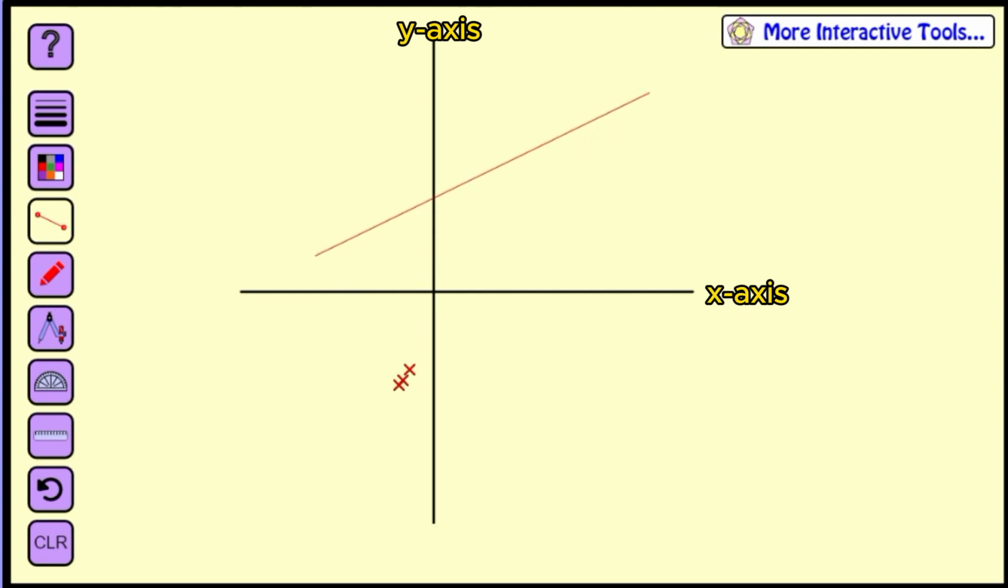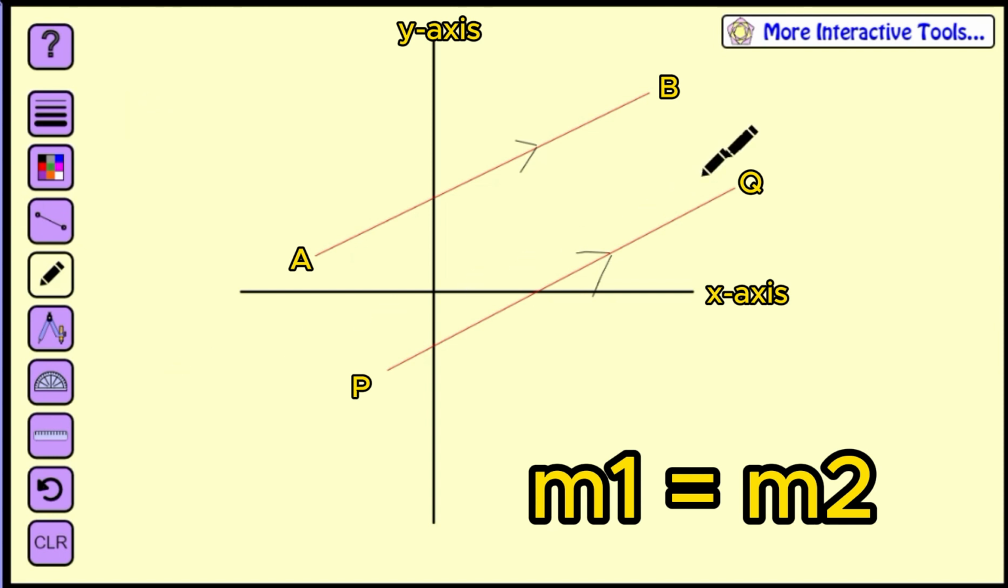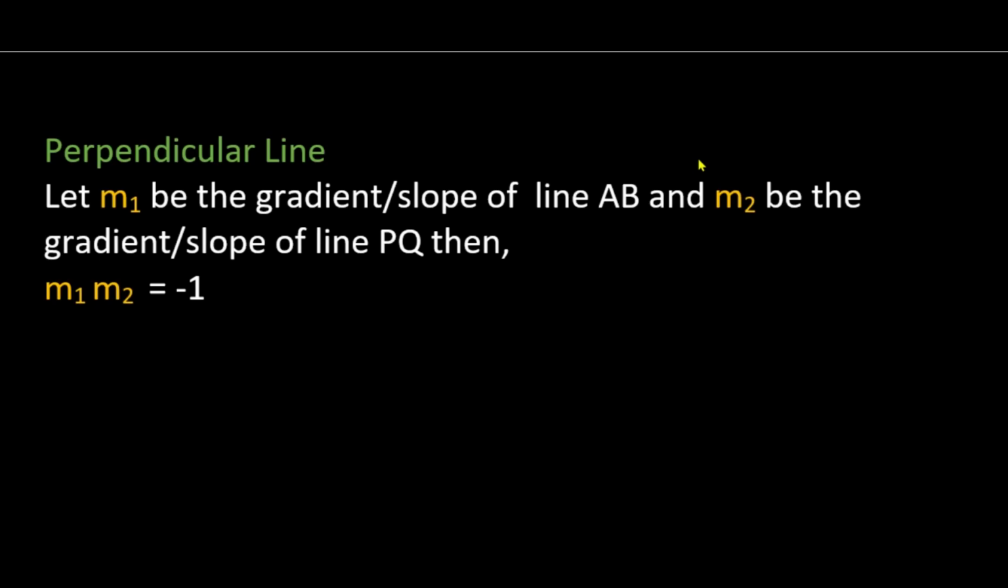Suppose we have the Cartesian plane like this. We have the line AB. You have the line PQ as well. The two lines are parallel. So the gradients of the two lines: let the gradient of AB be M1 and the gradient of PQ be M2. So M1 will equal M2. Note that the slope of AB will equal the slope of PQ.